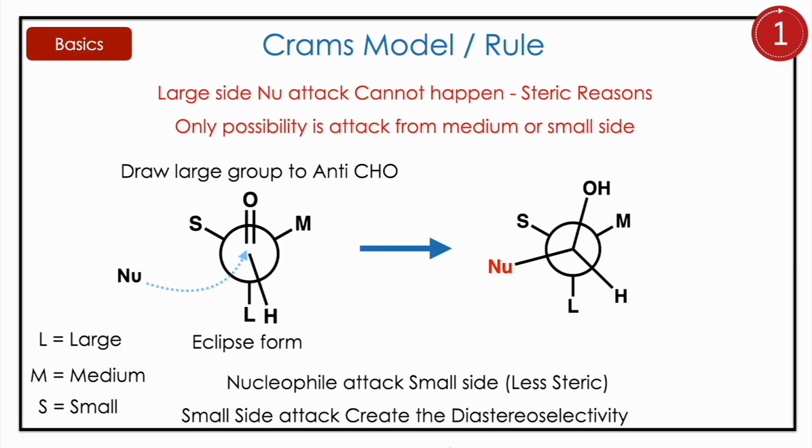So for the model, at the alpha position you have the chiral center. We will draw the Newman projection in the eclipsed pathway, with carbonyl and large group trans to each other. If you look at it, the nucleophile attacks from the small side, because the large group cannot accommodate the incoming group, as it is coming with charge and electrons. So the attack happens on the smaller side. That is where the diastereoselectivity comes from. Small side attack creates the selectivity.